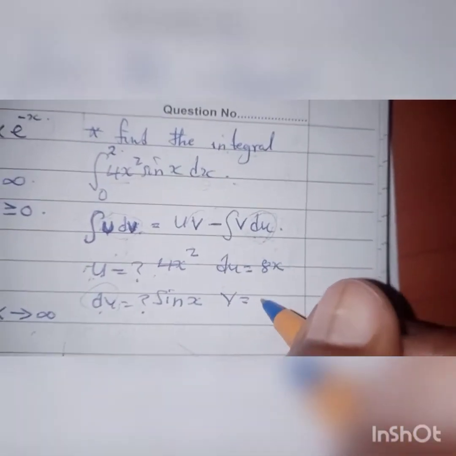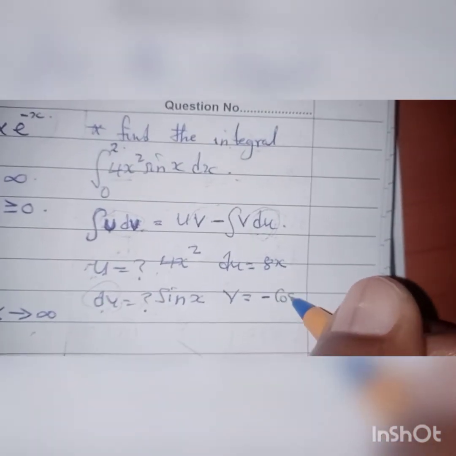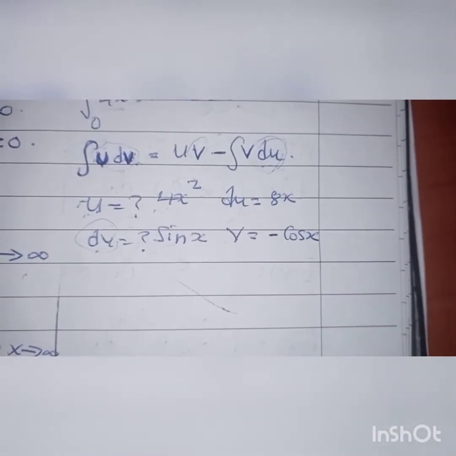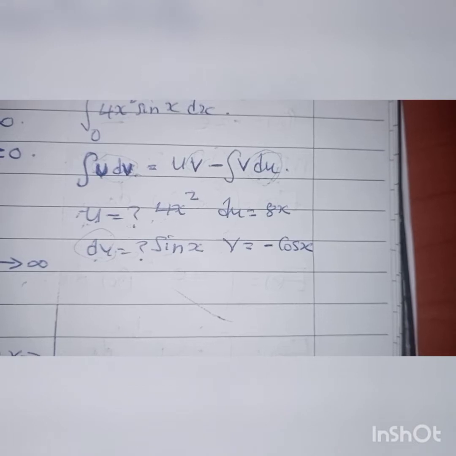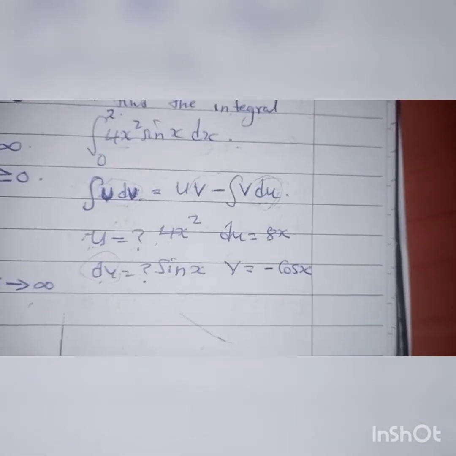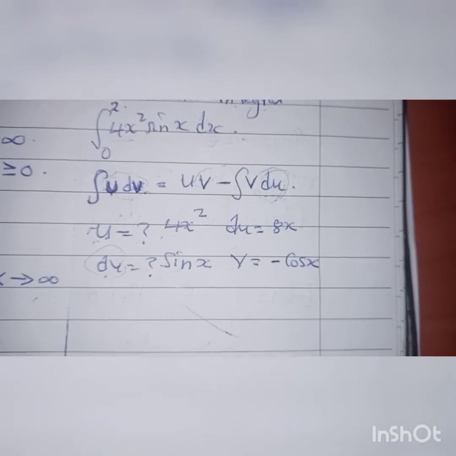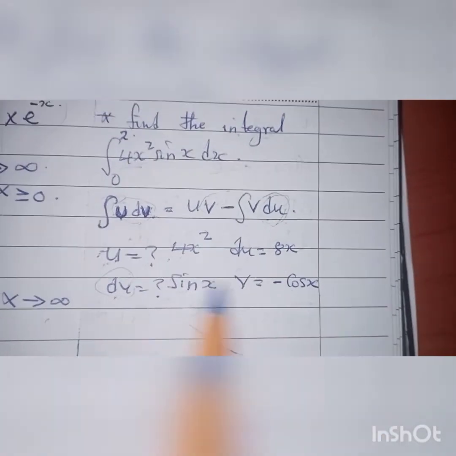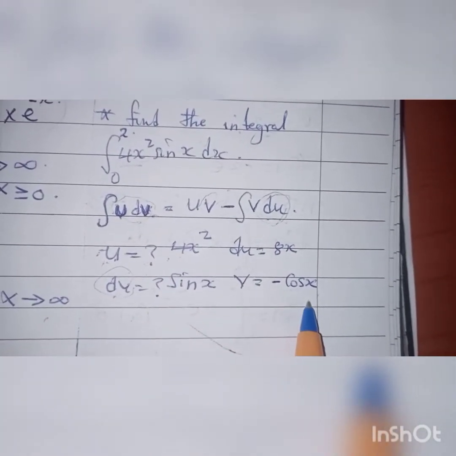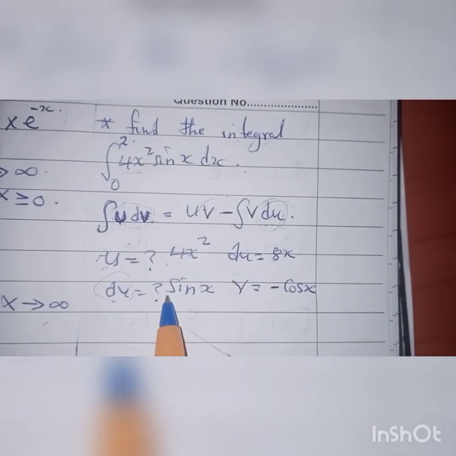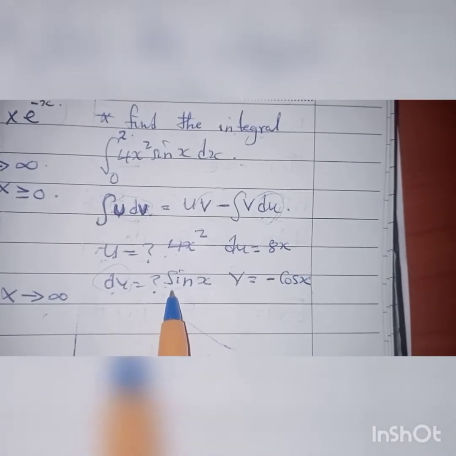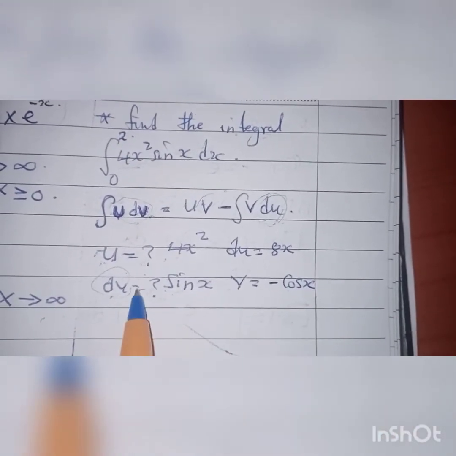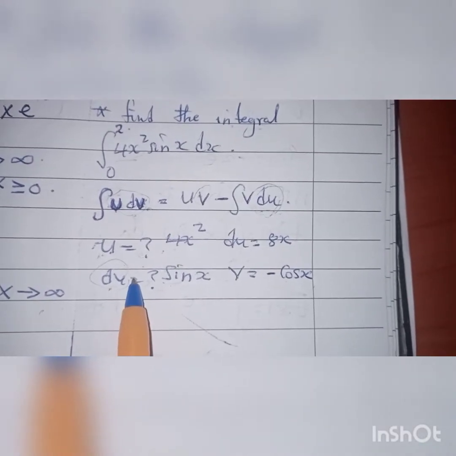When you integrate sine, it becomes minus cos of x. When you integrate sine, it changes the sign from what it currently was to the other form. And remember, when you differentiate cos, it changes to a negative sign, and when you integrate sine, it changes sign to negative cos. This is the theory you have to know in trigonometric calculus.